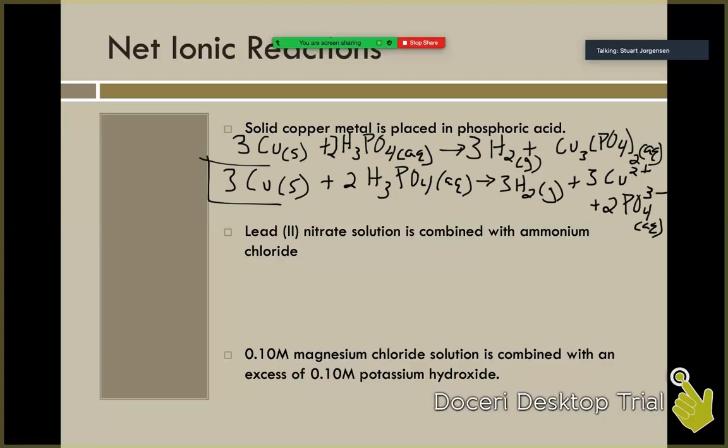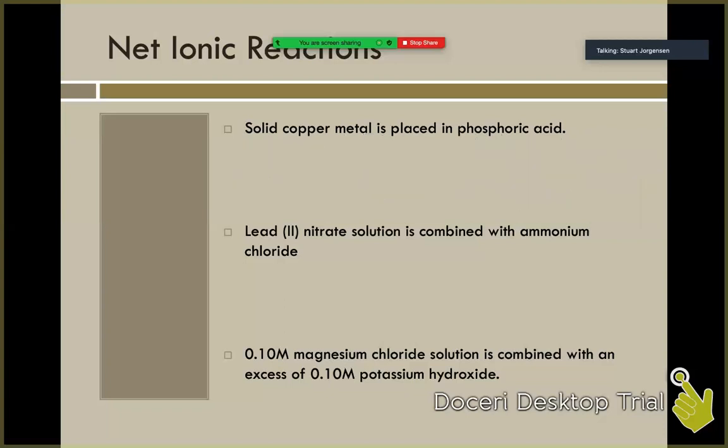Cool, let's take a look at the second one here. We've got lead nitrate being combined with ammonium chloride. So lead 2 nitrate, that's going to be Pb(NO3)2. This lead is a 2+, nitrate's a 1-. We're going to need 2 of those. We're told it's a solution, so it's going to be aq. Ammonium chloride, and I would need to tell you that that is going to be an aqueous solution as well.